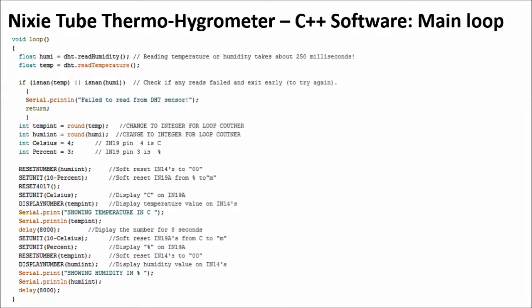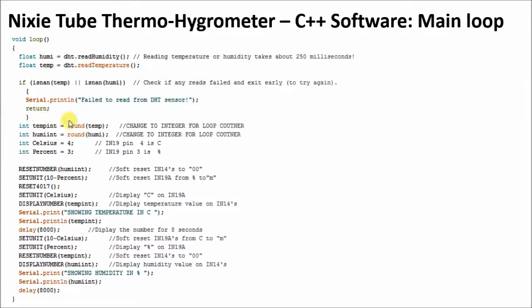This is the main loop of the program. We start with reading the humidity and the temperature and storing them in floating point variables humi and temp. Then, if the reading goes wrong in some way, there's a function in the library for that, we'll do a serial print "fail to read from DHT sensor", so you can read it with your PC, it's only for debugging. In most cases, the reading will be okay.